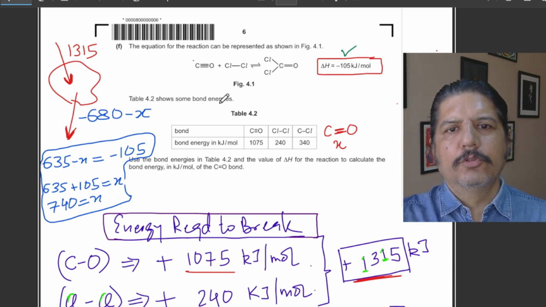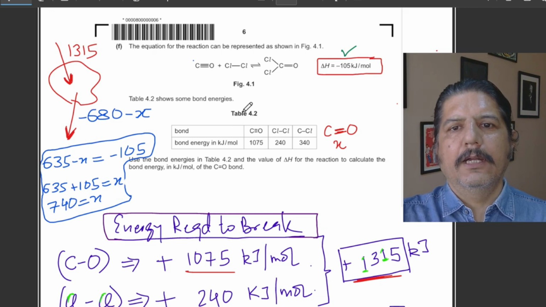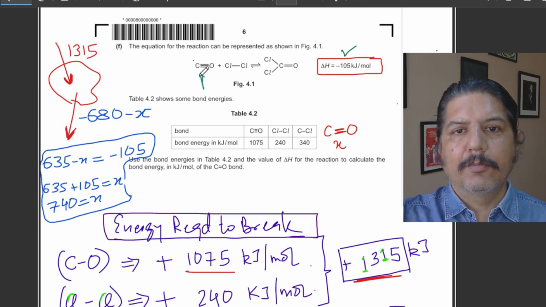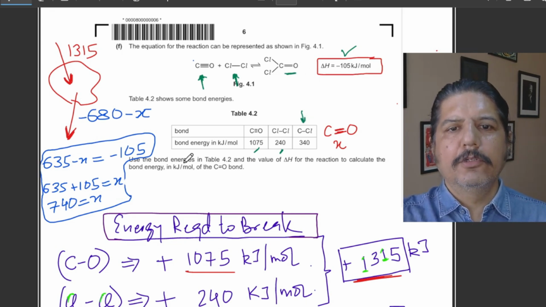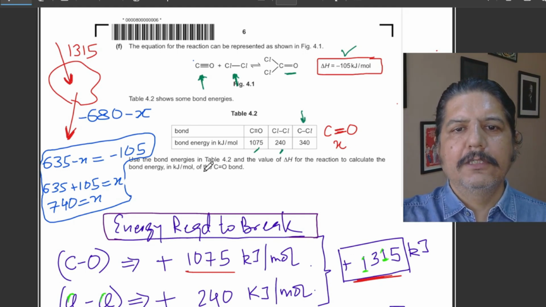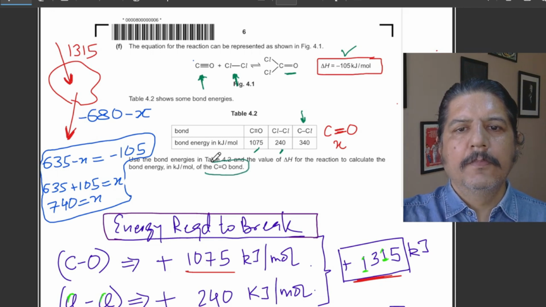Table 4.2 shows some bond energies, so let's carefully look at them. C triple bond O is here, this is the bond energy. Cl-Cl, this is the bond energy. C-Cl, this is the bond energy which is given. Now, the C double bond O, this is the bond energy which we need to calculate. The question says: use the bond energies in table 4.2 and the value of delta H for the reaction to calculate the bond energy in kilojoule per mole of the C double bond O bond.